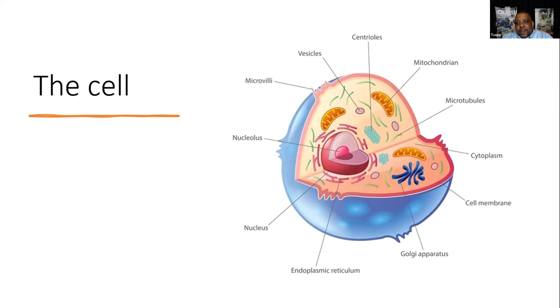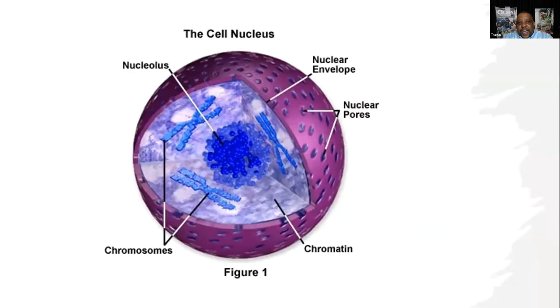So when we were taught these, we were taught that this is the basic unit of life, and the nucleus is the headquarters. The nucleus is in the middle of the cell, and it contains all the cell's chromosomes, which encode the genetic material of the cell.